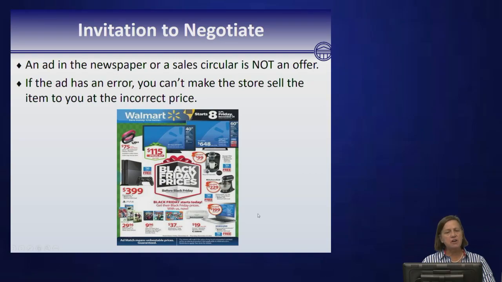An invitation to negotiate is not an offer at all. So an ad in a newspaper or sales circular is not an offer. And this makes sense because an ad could have an error in it, right? Or no seller is deemed to have an unlimited supply of goods either.